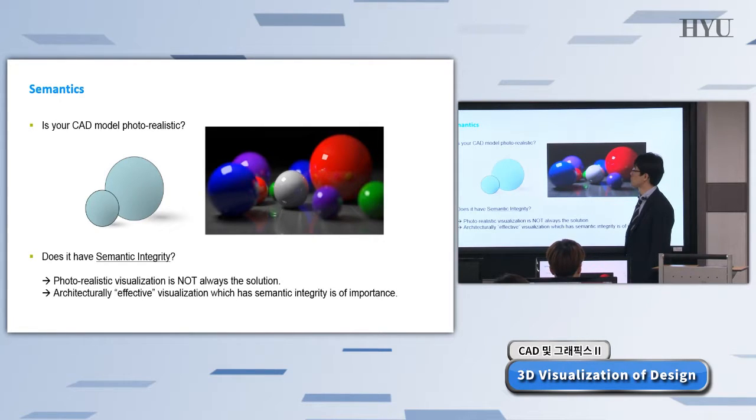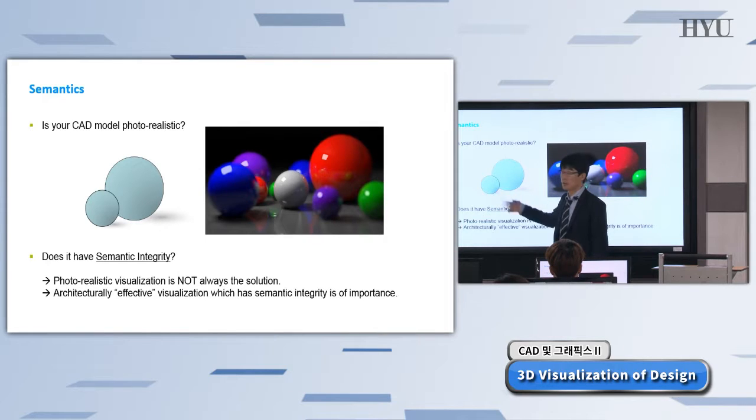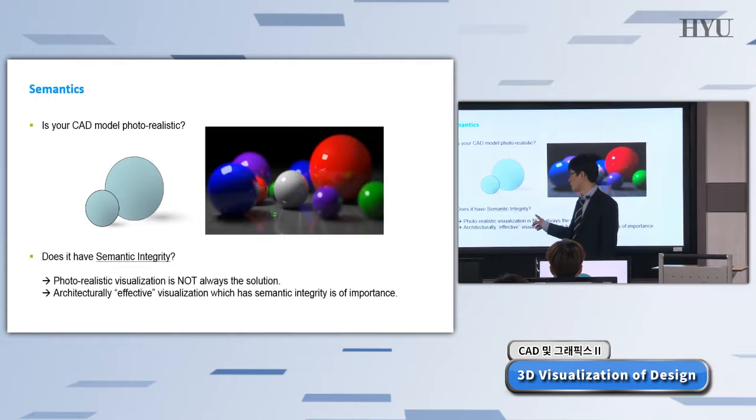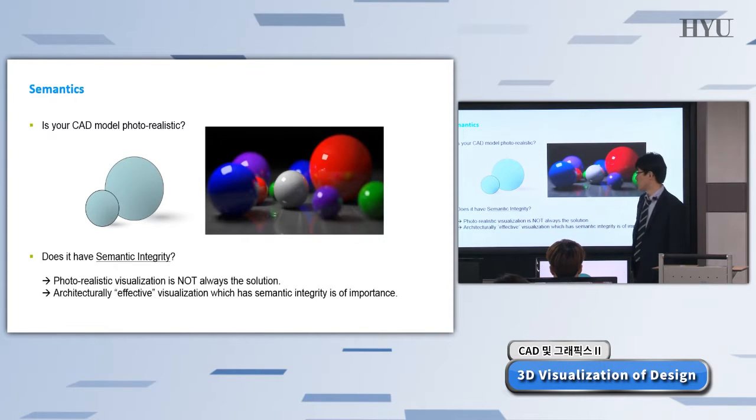So sometimes photorealistic rendering is very effective and required, but sometimes this kind of just line stroke is enough. In terms of semantic integrity, photorealistic visualization is not always the solution, okay?